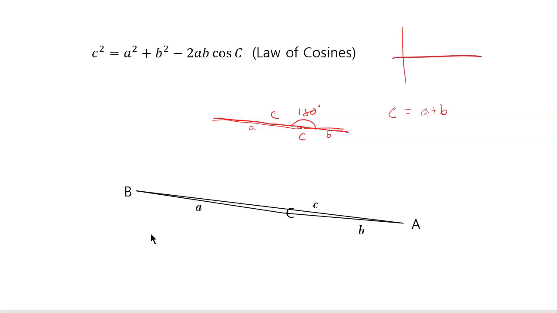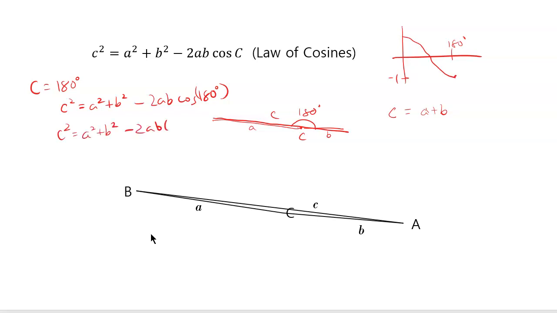Well, back to the cosine graph, what happens at 180 degrees? Cosine of 180 degrees is -1. So when C is equal to 180 degrees, this is the equation you get: c squared equals a squared plus b squared minus 2ab times cosine of 180 degrees. But this is -1, so you end up with c squared equals a squared plus b squared minus 2ab times -1. But -1 times a negative is positive, so you have c squared equals a squared plus b squared plus 2ab.